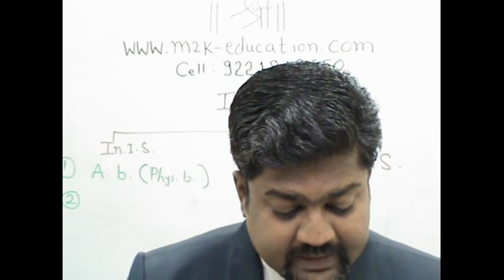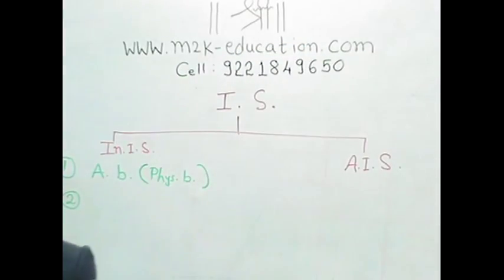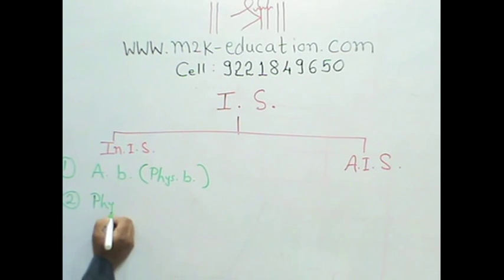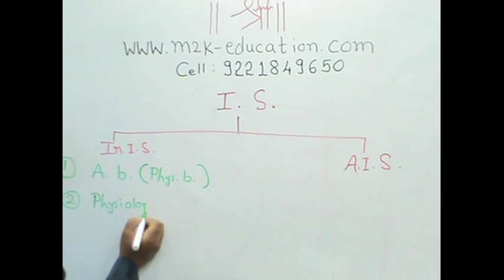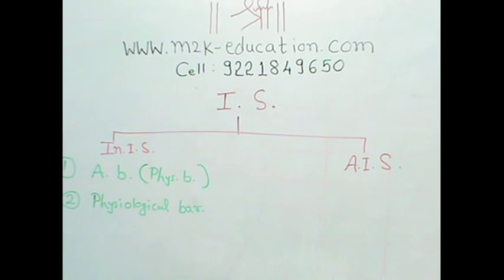Now second, that is physiological barriers. So I am considering here the innate immune system: first, the anatomical barrier; second, physiological barriers.